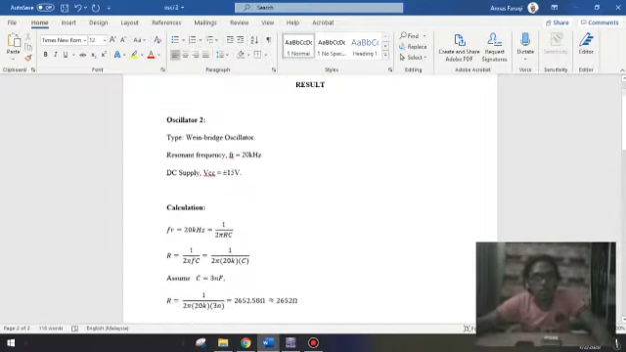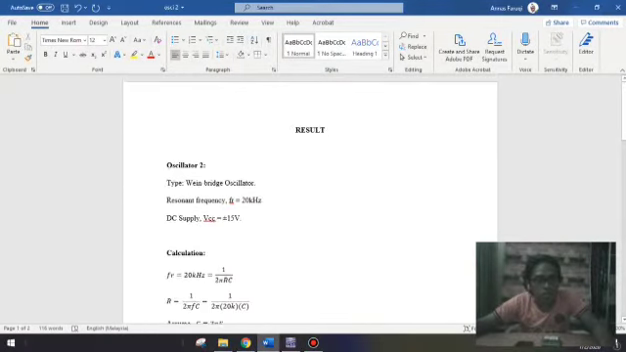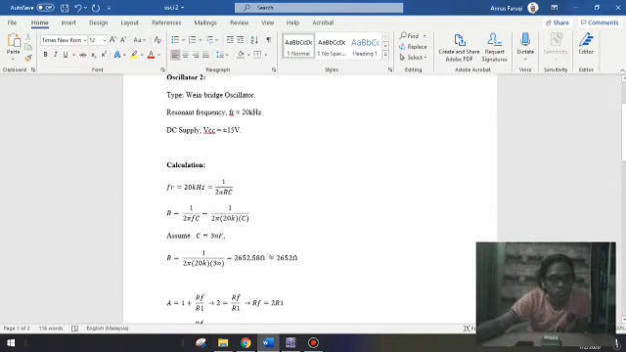Hi and Assalamualaikum. My name is Anas Faruqi. I will show you the report for oscillator 2. The type of circuit we use is a Wien Bridge oscillator. The frequency given is 20 kilohertz and the supply is 15 volts.